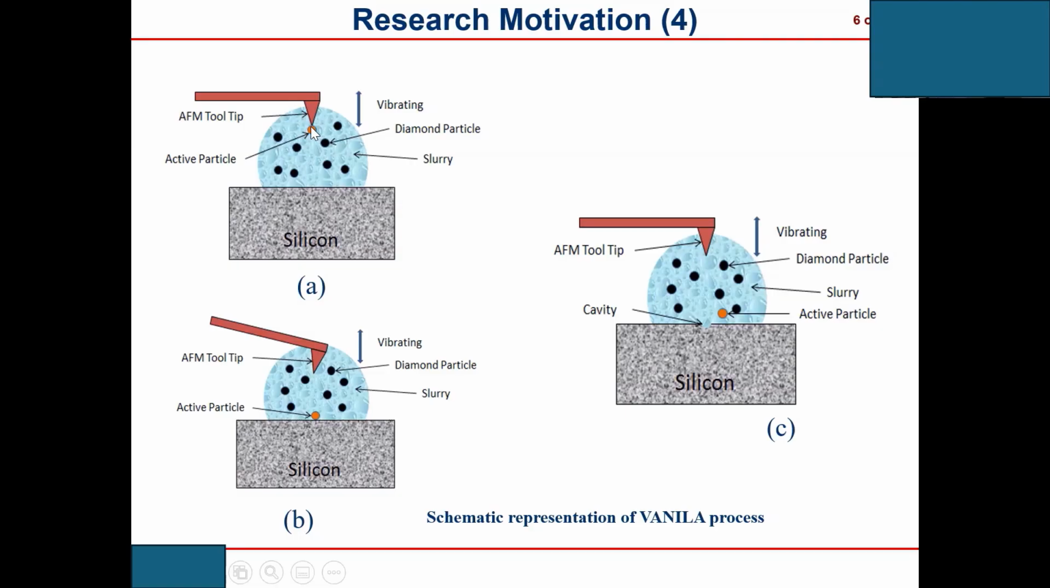Why do we call this an active particle? Because the AFM tip hits this particle, and when the AFM tip vibrates, this particle also vibrates in the slurry. As a result, when it goes down this way, the active particle comes here, and because of the impact, we get a tiny cavity here. This picture shows how the VANILA method works.